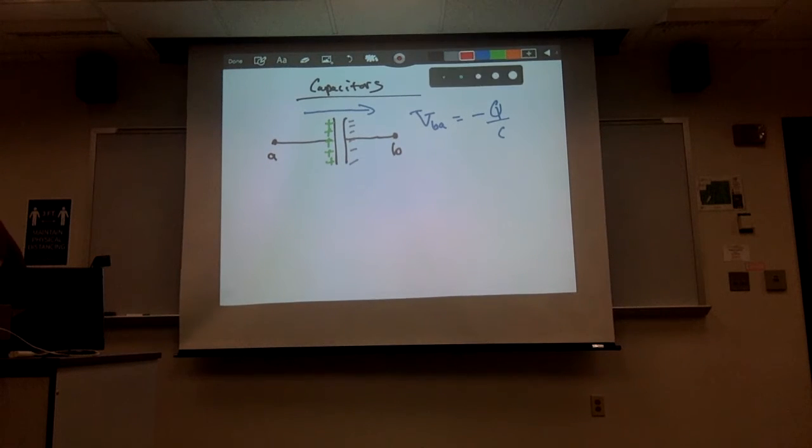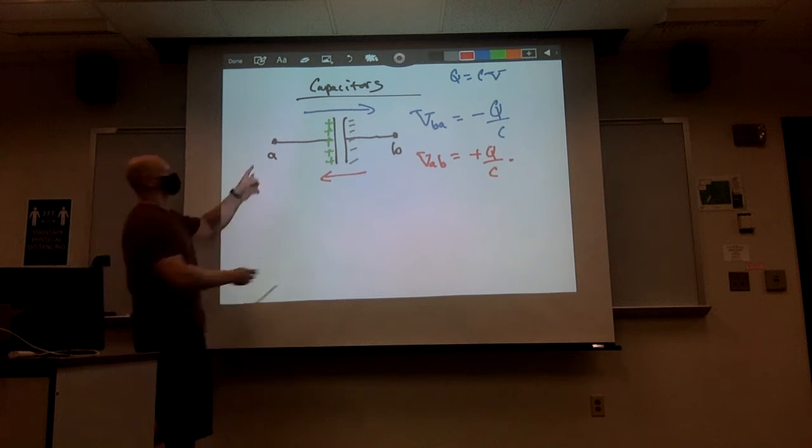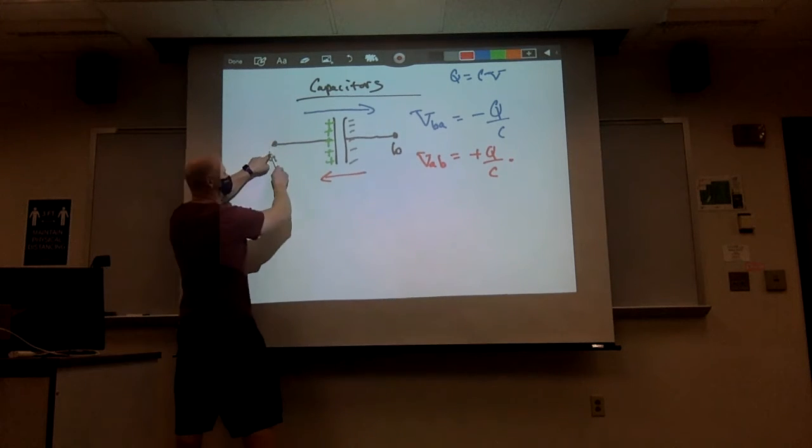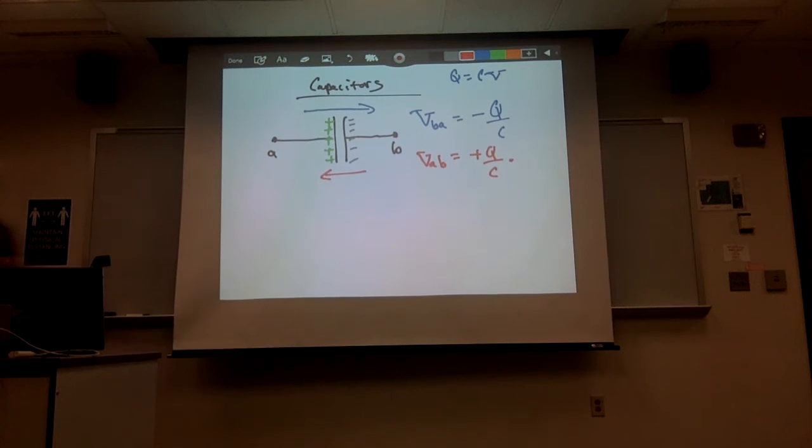If I go the opposite direction, from negative to positive, we have to gain potential. So my potential at A minus potential at B must be equal to a positive Q divided by C. If we go the opposite direction, that means my potential here is lower than the potential here. So I'm stepping up, I'm increasing the potential by the charge over the capacitance.